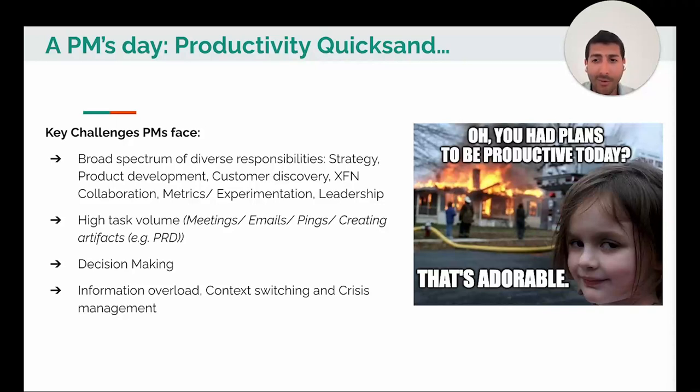And then you have all this information that's sort of coming your way. And then you have to keep context switching. And the moment you think that you have a grip over things is when a crisis hits, right? Maybe your service goes down. Maybe there is a PR issue that comes up, or maybe your product feature just isn't working as intended, right? There's like a P0 escalation, a high priority escalation that comes in from leadership. And then you have to move everything off your calendar and just sort of go into crisis management mode.